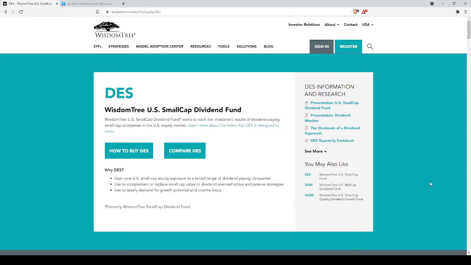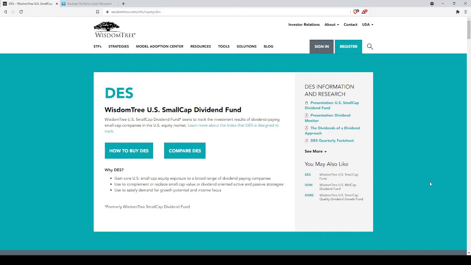Hey everybody, back with another ETF review, and today we're going to be looking at DES, or the WisdomTree US Small Cap Dividend Fund. Going to be looking at this one because I've had some people ask me what the difference is in terms of risk, reward, and so on for small cap dividends versus mid or large cap dividends, and I thought this would be a good place to start.